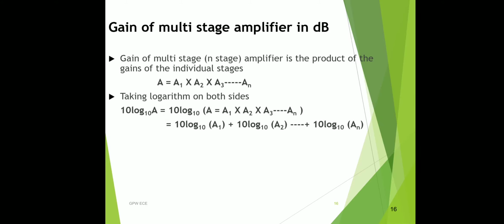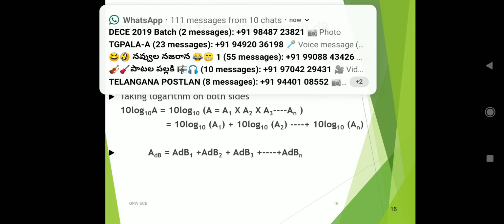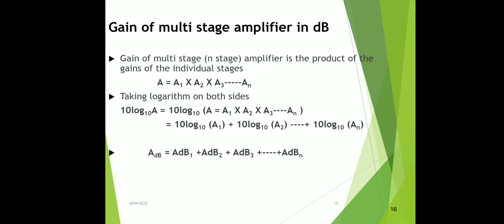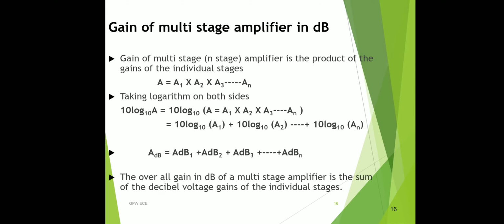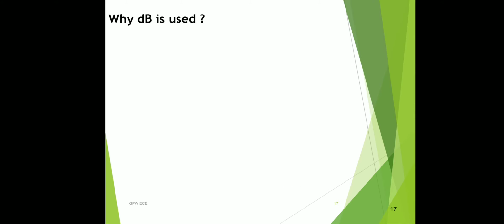See, the gain in dB, A dB, is equal to the first stage gain in dB plus the second stage gain in dB, plus the third stage gain in dB, and so on. That means the gain in dB is the summation of all the individual gains in decibels. The overall gain of a multi-stage amplifier is the sum of the decibel voltage gains of the individual stages.